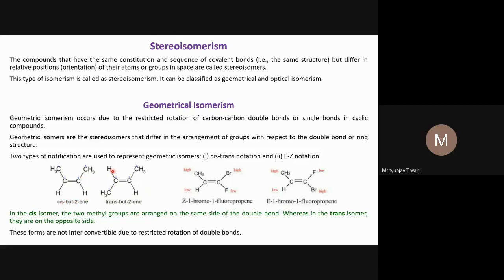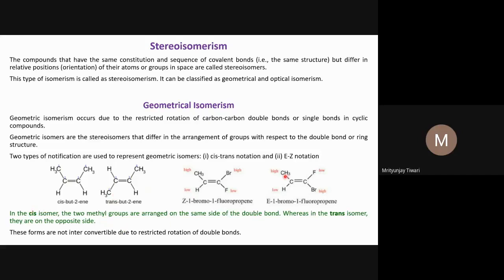And if same groups are at opposite sides of the double bond. This is the double bond, and one CH3 group is on this side, another CH3 group is on this side of the double bond, one above the double bond, one below the double bond. Since they are on opposite sides, this type of isomers are called trans isomers. So these are two isomers of 2-butene, cis isomer and trans isomer.